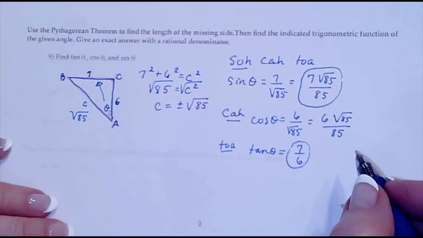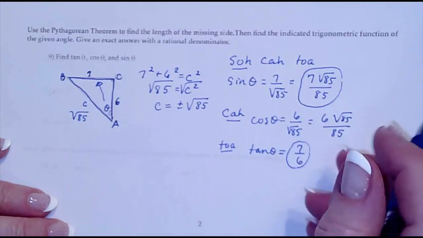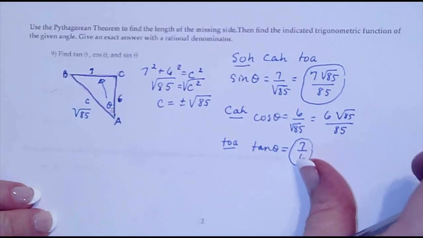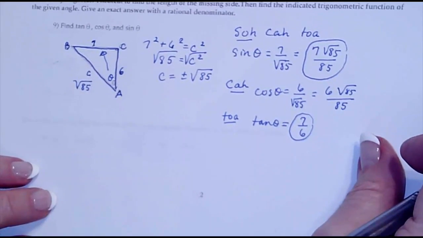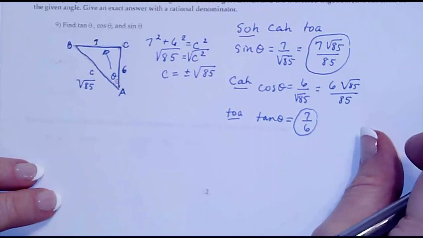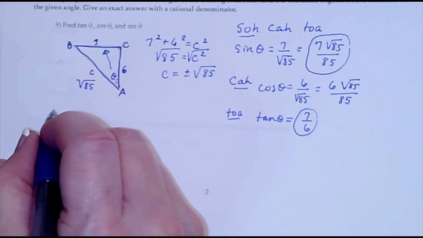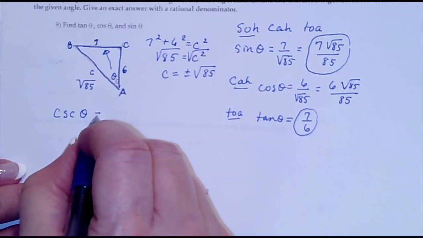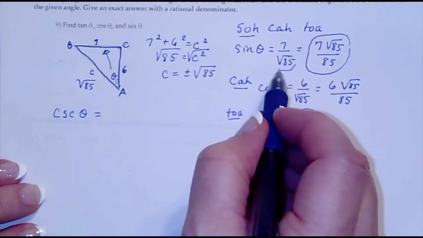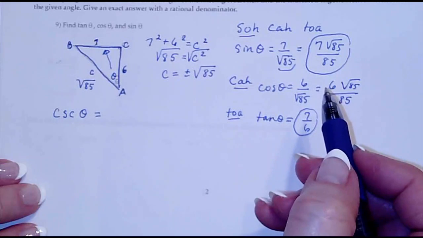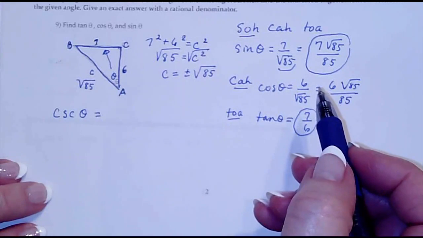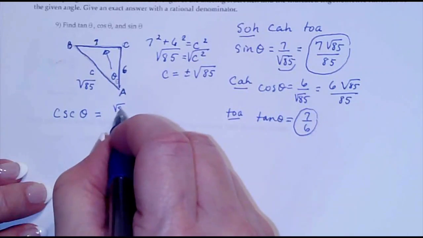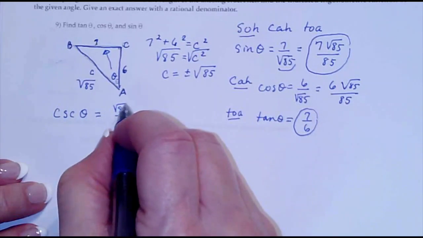Now, like I said, this one only asks for sine, cosine, and tangent, but we're going to go ahead and do the other three because they're going to be pretty straightforward. Since they're called reciprocal functions, all I have to do is decide which ones they're the reciprocals of. So I'm going to do cosecant first. Cosecant is the reciprocal of the sine, so if I go back to this step right here and take the reciprocal of the sine, I'm going to get square root of 85 over 7.